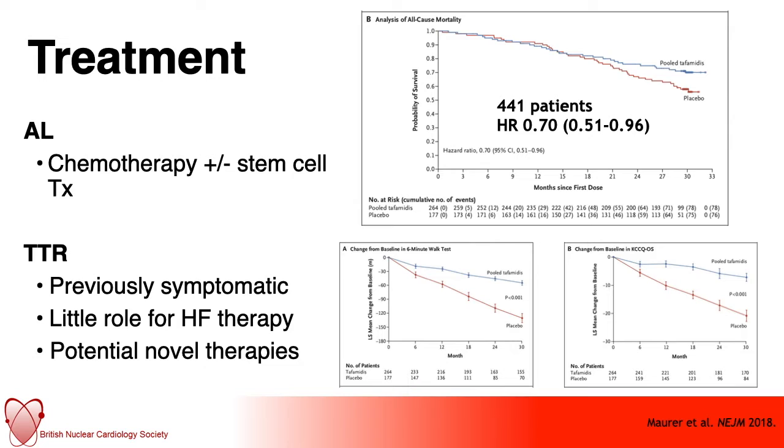But I'm glad to say that landscape is changing and changing very rapidly at the moment, with potential novel therapies coming through the pipeline. One example of this is what you can see here on the right, which is tafamidis, which is a TTR tetramer stabilizing agent. These results were published back in 2018, and showed that over a 30-month follow-up period, there was a reduction in mortality from 43% in the control arm to 30% in those treated with tafamidis, and this was in 441 patients, all with TTR-related cardiomyopathy.